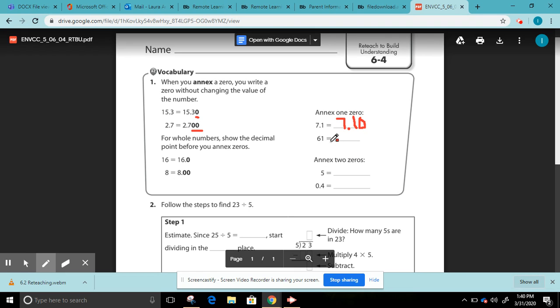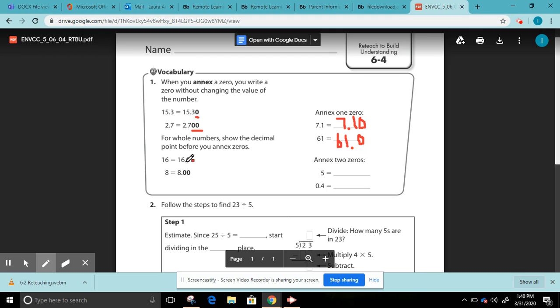Okay, how about 61? 61 is a whole number. So where does the decimal point go in a whole number? Goes at the end of the number. So 61, our decimal point, and we're going to annex 1 0, so it becomes 61 still. It's just showing a decimal point and a 0. Okay, we don't say 61 and 0/10. It's just 61 still. So for whole numbers, show the decimal point before you annex the zeros. Okay, so they want the decimal point before the zeros.